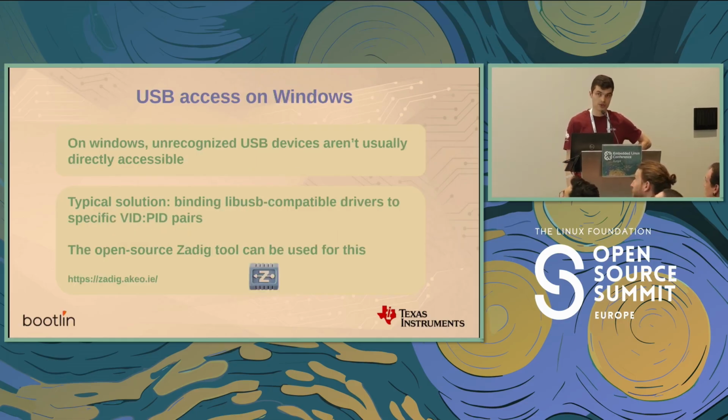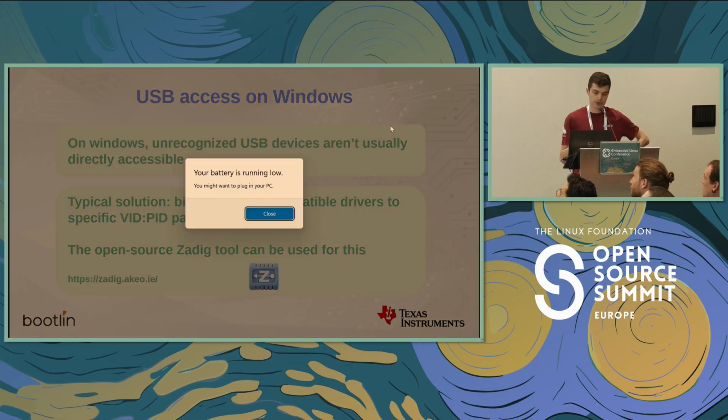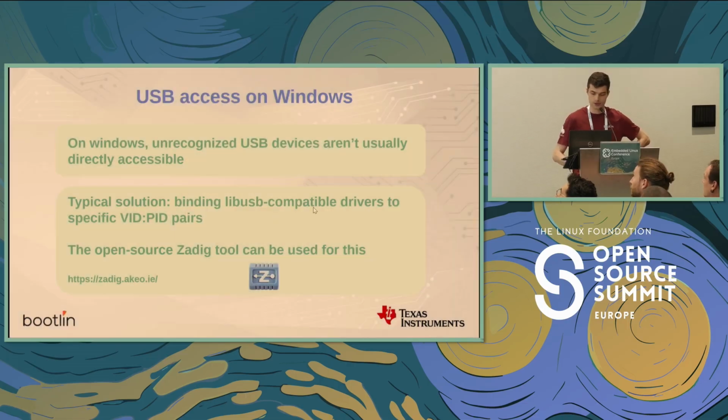On Windows, things are simultaneously a bit more complicated and quite different. On Linux, if you do not have a high-level driver bound to your device, you can still talk to it using libUSB transfers. Like if you don't have an HID or CDC or any kind of driver bound to it, you can still send transfers to the bus device.